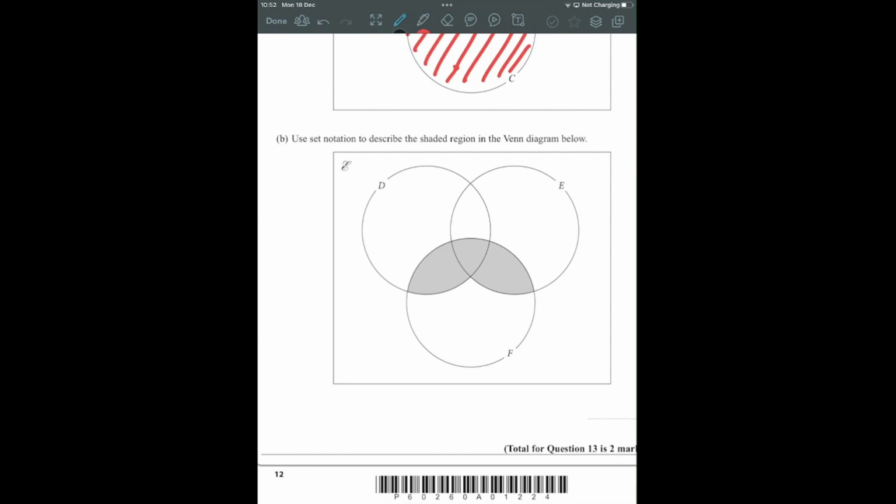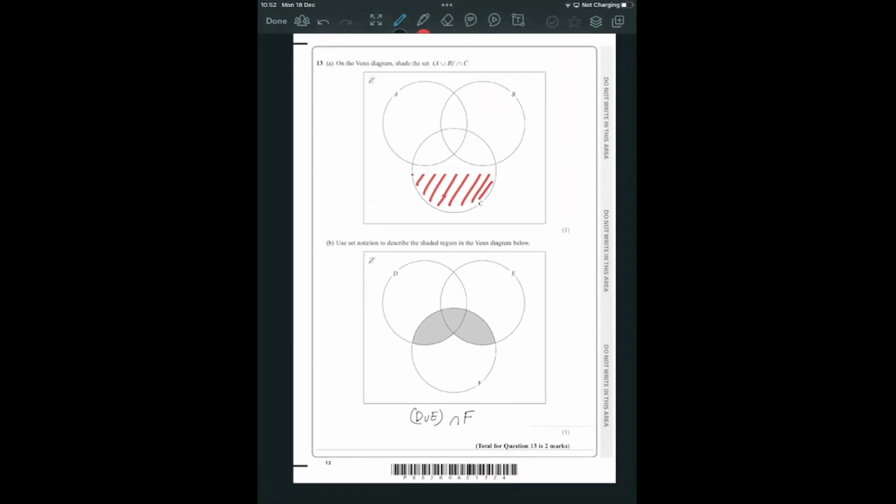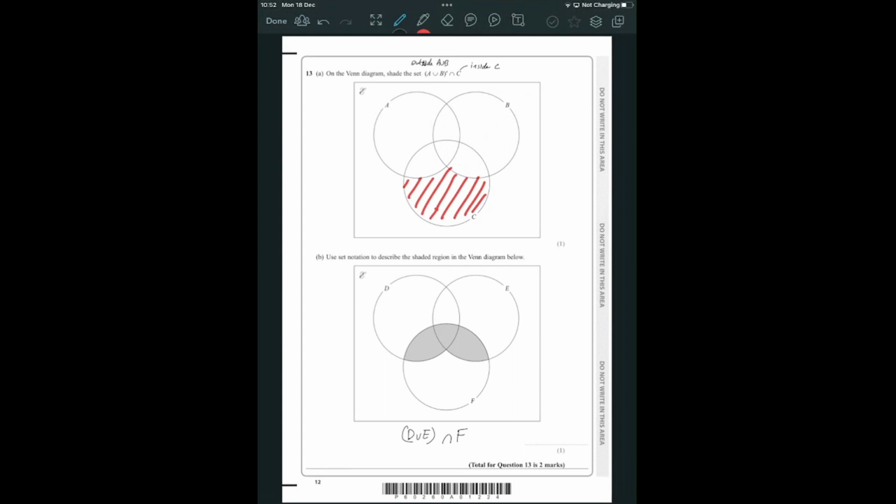Use set notation to describe that shaded region. Well, that is inside F, so I'm surely going to have an AND F, but it's also inside D or E. D or E. And notice it's now exactly the same as our original, but without that complement. And you can kind of see that these two would combine together to give that bottom circle, which is exactly what happens when you have a complement and the normal coming together.